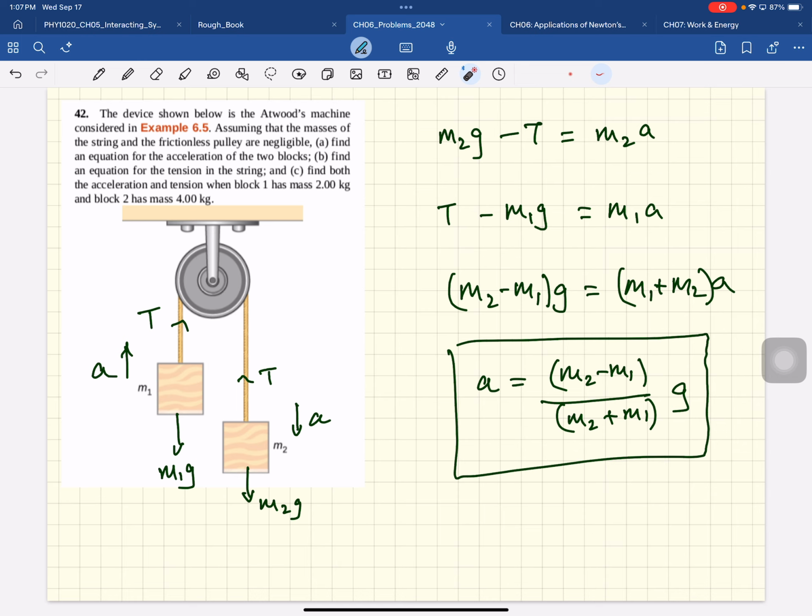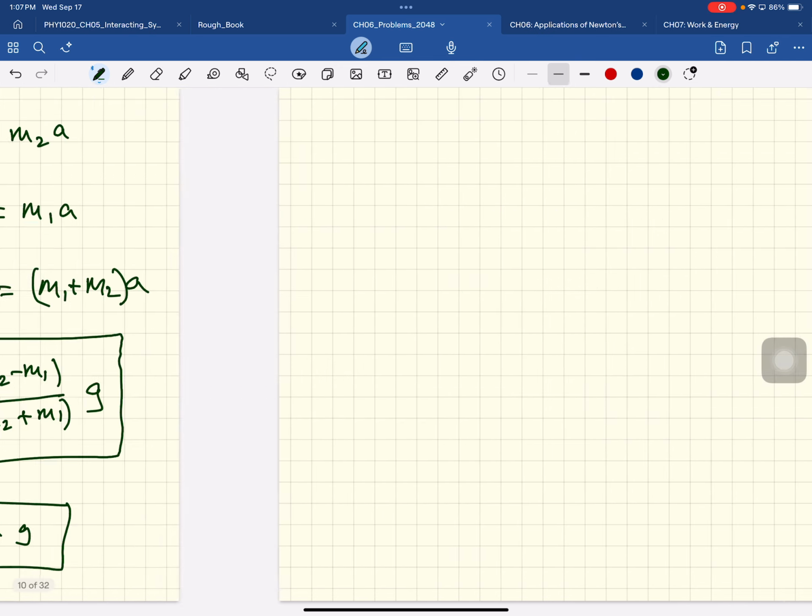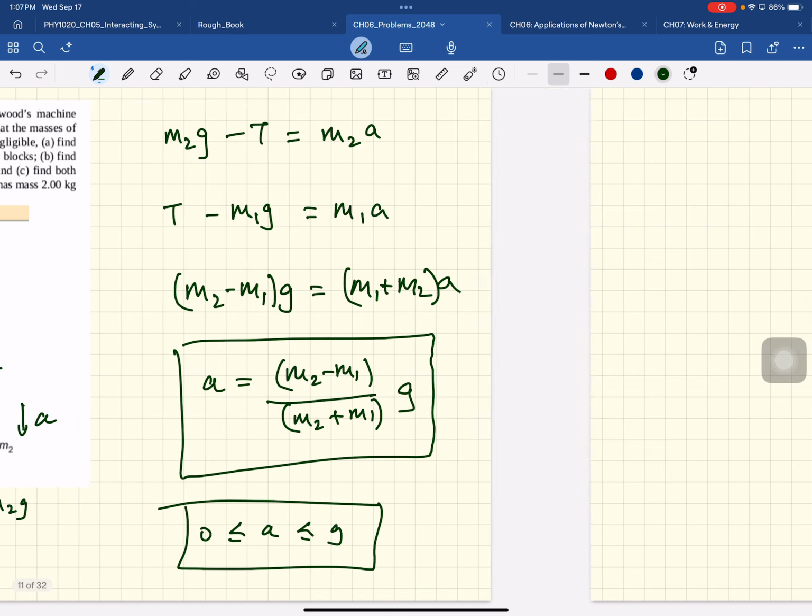And then you can think of it this way. What if M2 were 0? Then it would fall in this direction, and A would be minus g, if you're choosing this direction as positive. So you can tune this to anywhere from 0 to g. And then you can put in the numbers and calculate, but I'll let you guys do that.